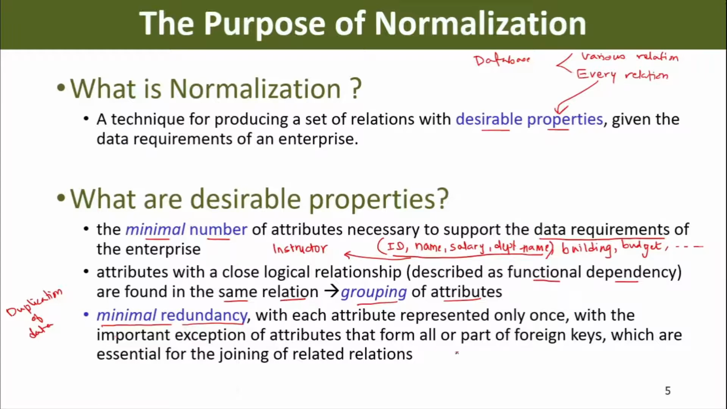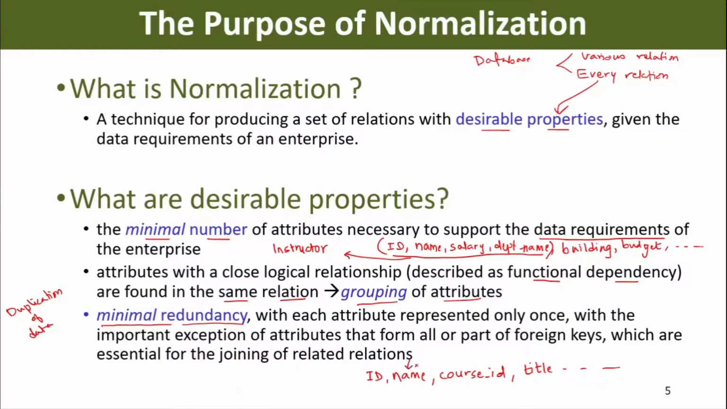What do I mean by that? See, for example, instructor is the relation that we have formed. Right? Now, if I want to store data like which instructor is teaching which course, and I try to form a relation like ID of the instructor, name of the instructor, then course ID of the course that the instructor is teaching and the course title of the course and so on, then what will happen?